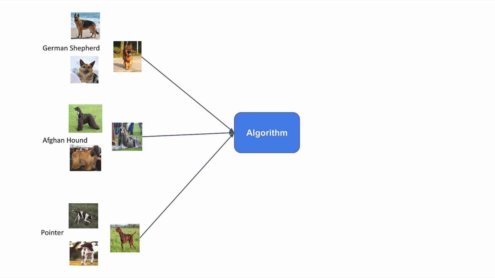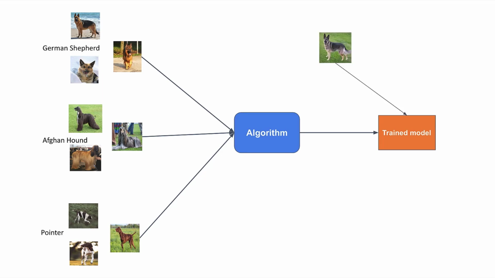And now this algorithm is going to find patterns in these images and we will get our trained model. And now in this trained model, there is a specific pattern for each breed of dog. Like there will be a specific pattern for German Shepherd, a specific pattern for Afghan Hound, and Pointer. And now when we pass an image to this trained model, then based upon the pattern which this trained model contains, it will make a prediction that German Shepherd is present in the following image.